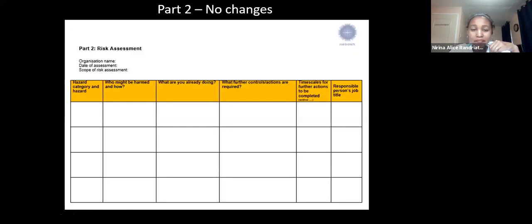Okay, now part two. So part two we said is the risk assessment table. There are no changes actually. It's exactly the same. You have the hazard category and hazard, who might be harmed and how, what are you already doing or existing controls, and additional controls. Then you have the time scale, then you have the responsible person. So no changes for this one. So let's see a sample.